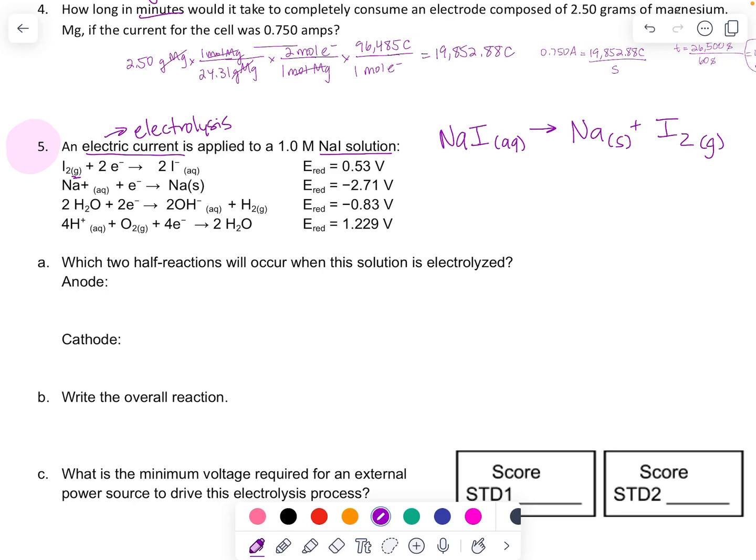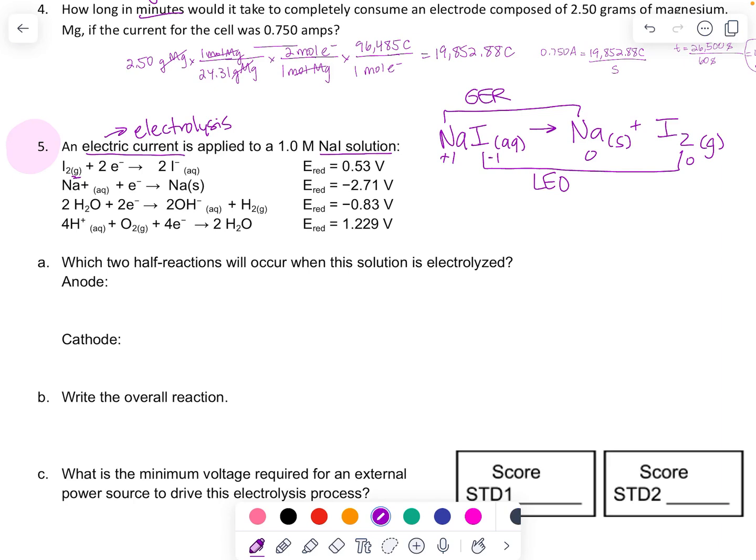Okay, and with this, we have two different half reactions that are happening. So we have our sodium going from a +1 to 0 oxidation number, and our iodine is going from -1 oxidation number to 0. Okay, so with my sodium going from +1 to 0, it has obviously gained electrons. It's being reduced. And the iodine is going from -1 to 0, so it's losing electrons. So it is being oxidized.